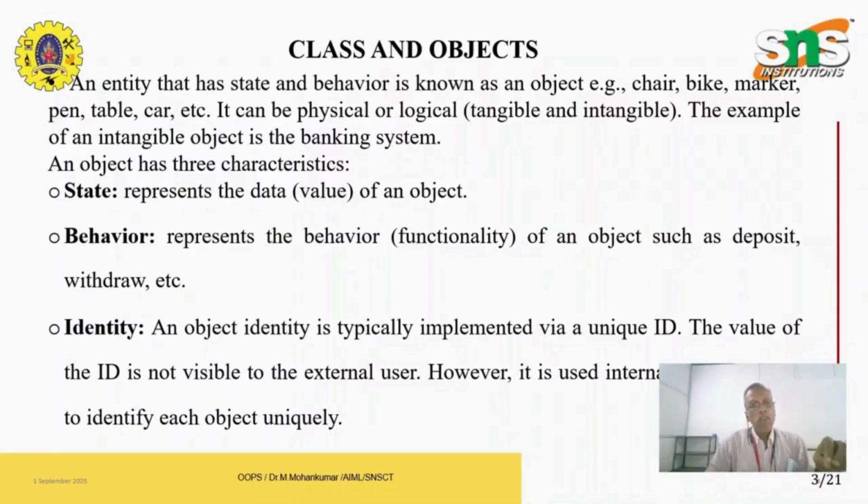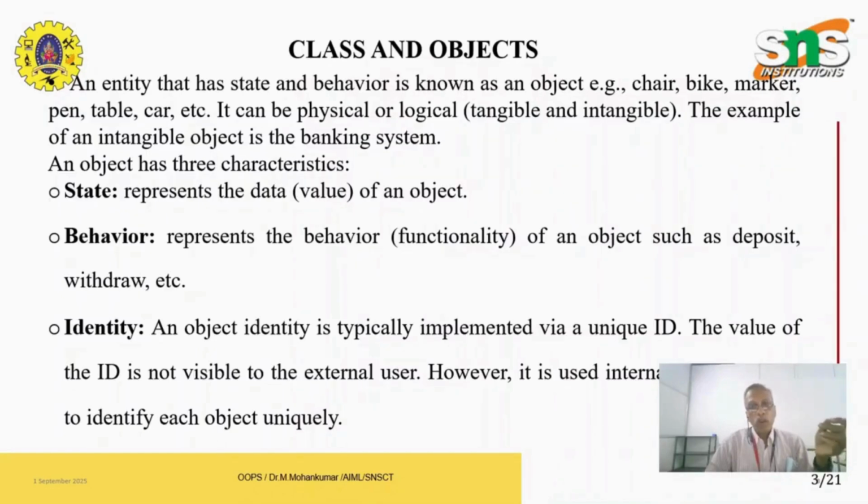Identity: an object is typically implemented by a unique ID. The value of the ID is not visible to the external user. For example, in the banking system we have an ID number for the customer, but a pencil has no ID number. Based on the batch number or quality of the pencil's drawing, we understand its identity. For example, architects use HP pencils, HP1, HP2, HP3, and based on the size of the tip, an identity is given.